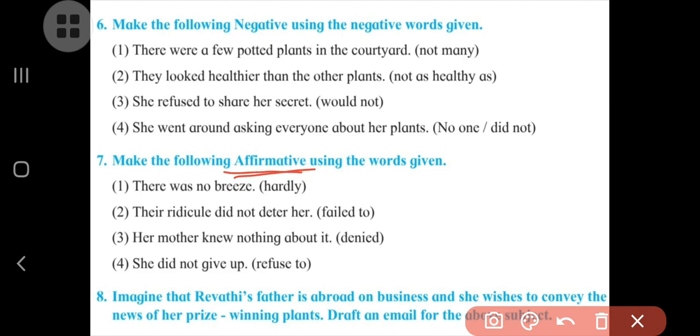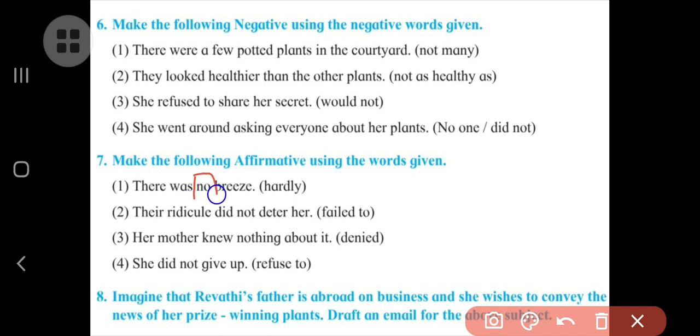The same method we have to adopt that we used while attempting the 6 number question. Now the 7 number we have to attempt. There was no breeze. In this sentence, the word no is conveying the negative meaning. As it is conveying negative meaning, we have to convert this sentence into affirmative. So how can we convert it into affirmative?